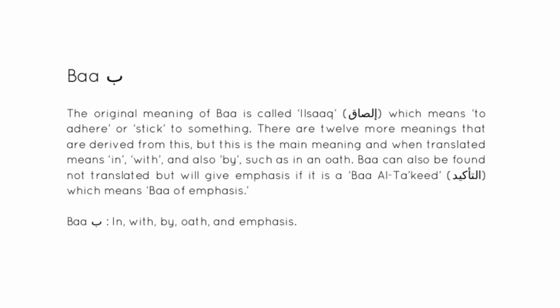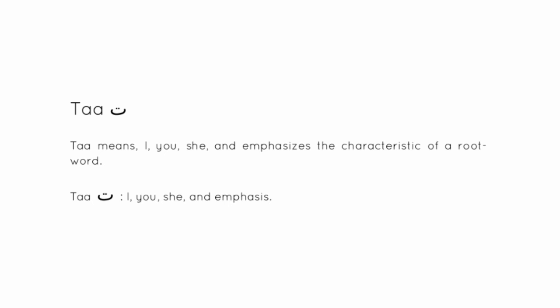Ba. The original meaning of ba is called ilsaq, which means to adhere or stick to something. There are 12 more meanings that are derived from this, but this is the main meaning, and when translated means in, with, and also by, such as in an oath. Ba can also be found not translated but will give emphasis if it is a ba al-ta'kid, which means ba of emphasis. In summary, ba, in, with, by, oath, and emphasis.